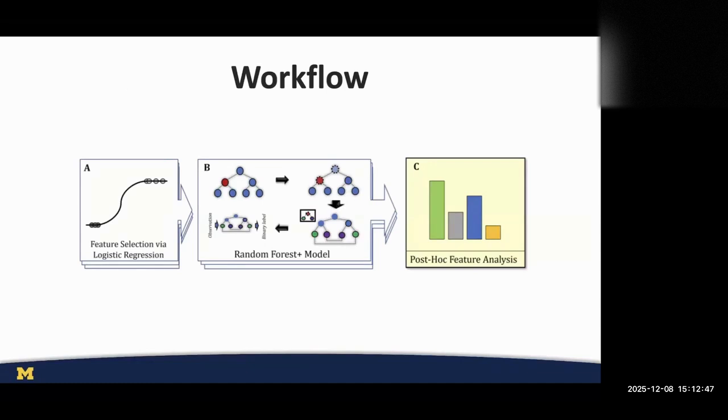So basically the workflow is that I used 5-fold cross-validation, and also the 200 times out-of-bag method. So there were two methods used. This workflow is like this. First, we did a feature selection via logistic regression for the privileged features, because there were so many of them. So to narrow it down, we did that. Then we ran the random forest plus model. And after this test is complete, we did the post hoc feature analysis.